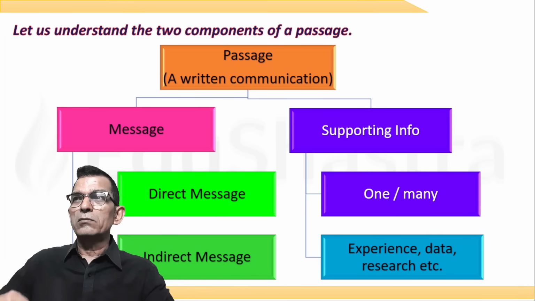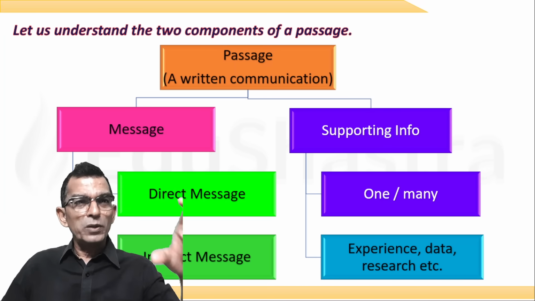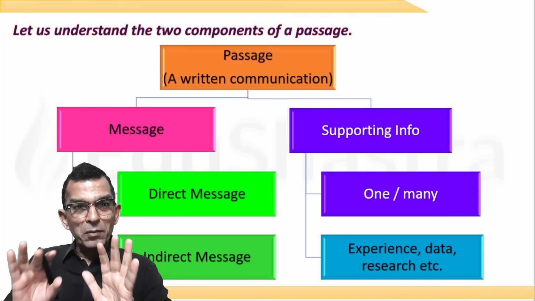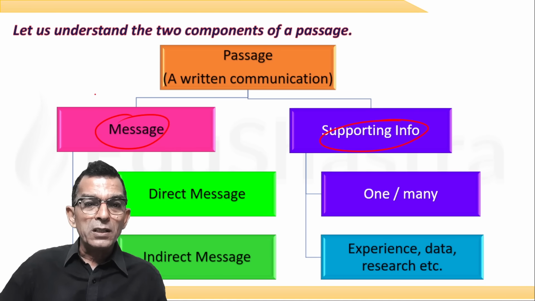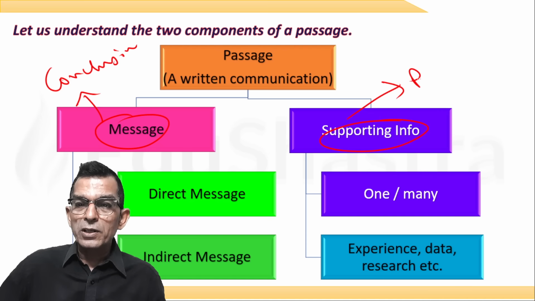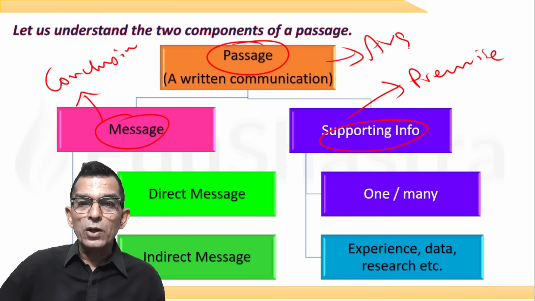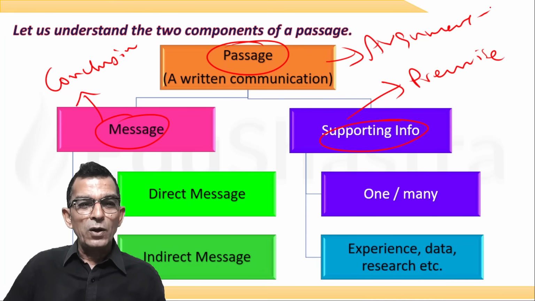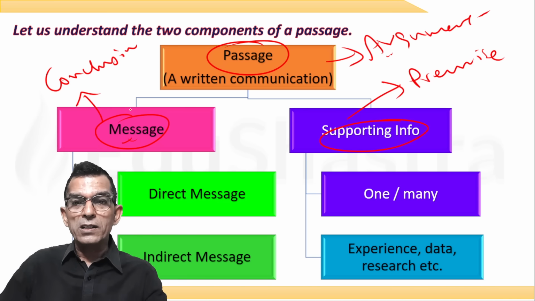Maybe the concept is complex. The concept is something that everybody needs to think. So the text may become longer, but the concept remains the same. There is this message and there is this supporting information. The message is called the conclusion in a passage, and the supporting information is called the premise in a passage, and the passage itself is called the argument of the author. If you want to learn the terms, the passage itself is called the argument of the author. The conclusion is what the author wants to tell the audience, and the premise is how he supports his claim. Done.